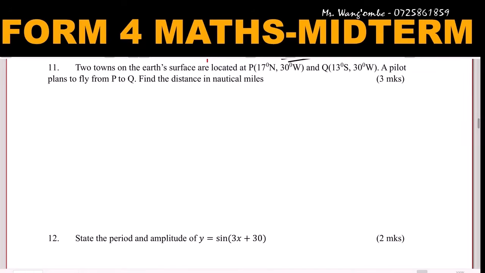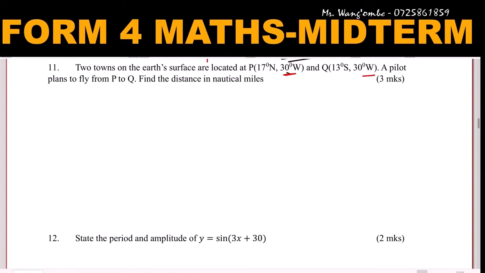This is a distance along the great circle. You can see these two places, P and Q, are located on the same longitude, but on different latitudes. One is to the north, the other one is to the south. So these two places are a distance along the great circle.